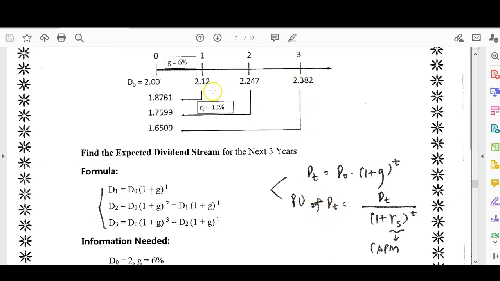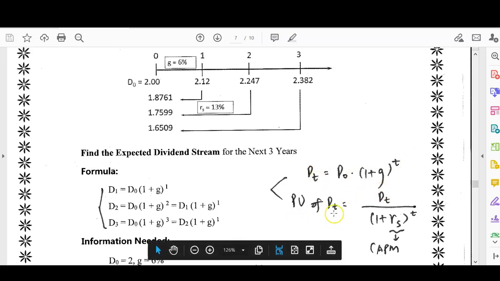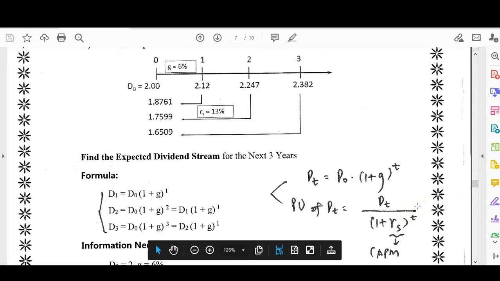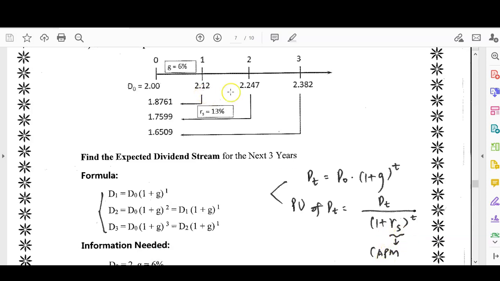in order to get D1, D2, D3, we use D0 multiplied by 1 plus g to the power of t, according to the formula, because we know dividends grow at g. And for present value of Dt, we use Dt divided by 1 plus Rs to the power of t. Okay, and Rs is given 13%. It's the same as the Ri in the CAPM. Okay, so we can just use these 3 numbers, discount by 1 plus 13% one by one.